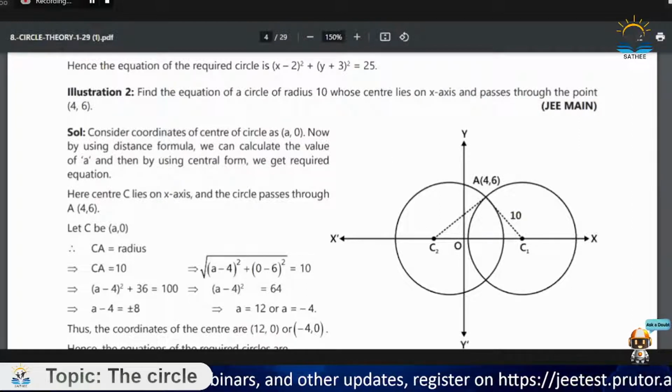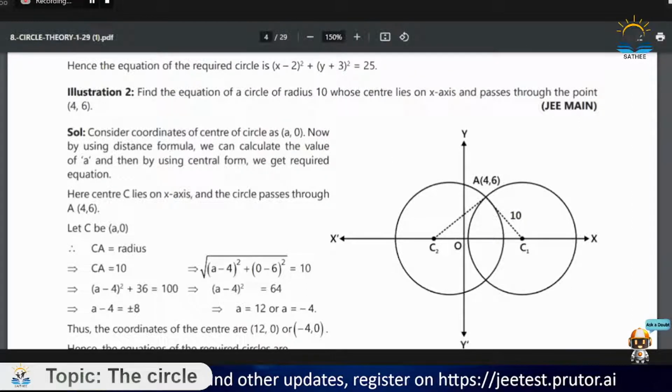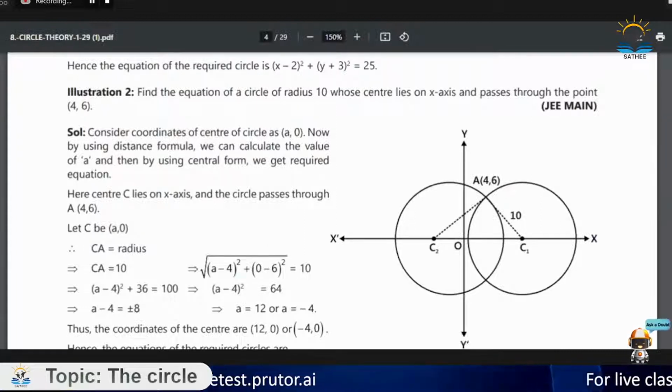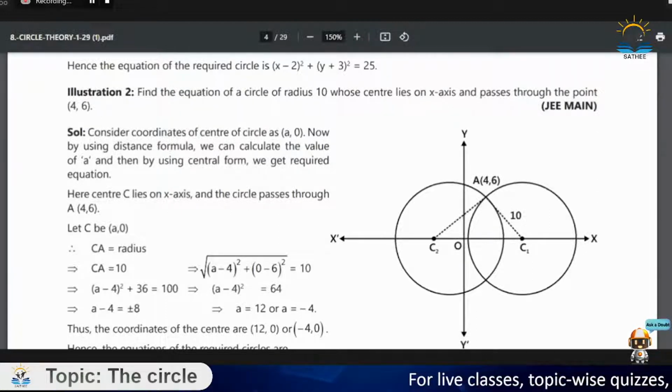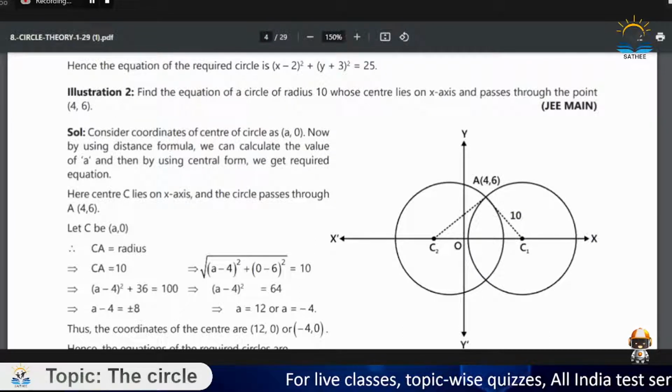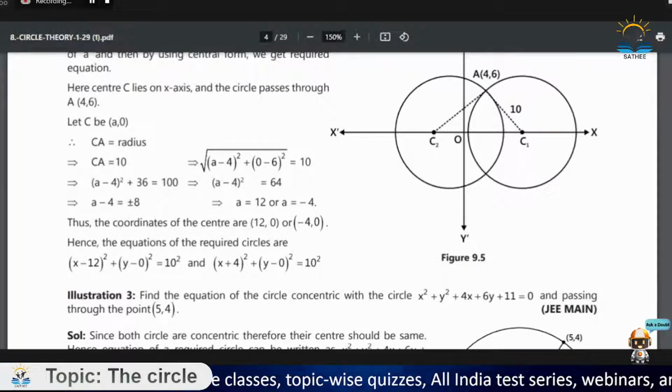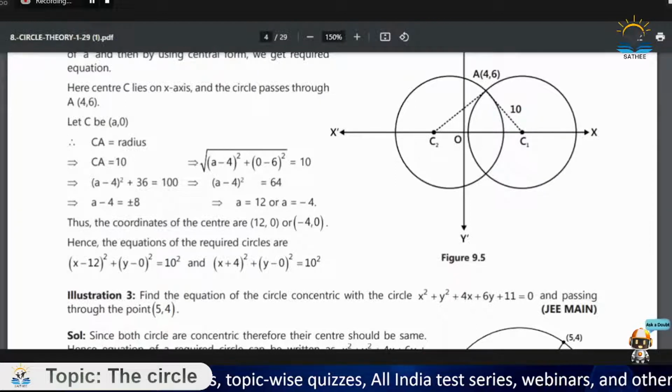So let us first of all try to write the equation of the circle. The equation of the circle would be (x minus a) whole square plus y square is equal to 100, and we know that the point (4, 6) will satisfy this equation. So we substitute (4, 6) here. After substituting it, we get two values of a, 12 or minus 4. So two circles like this are possible, with centers (12, 0) and (minus 4, 0).